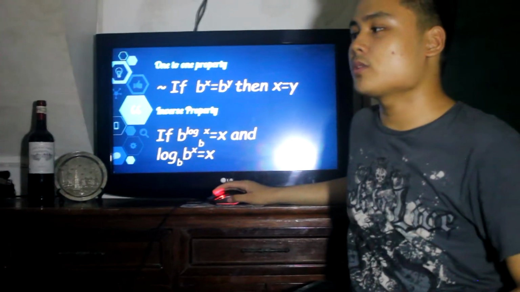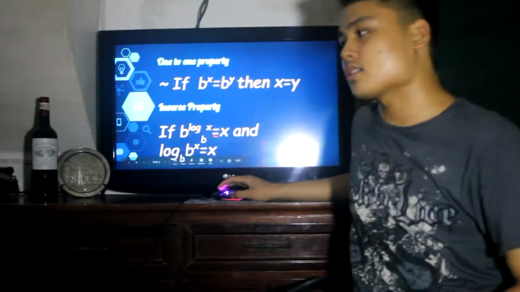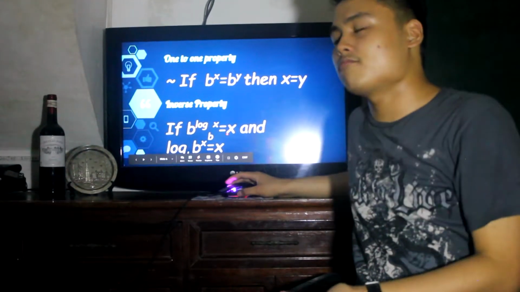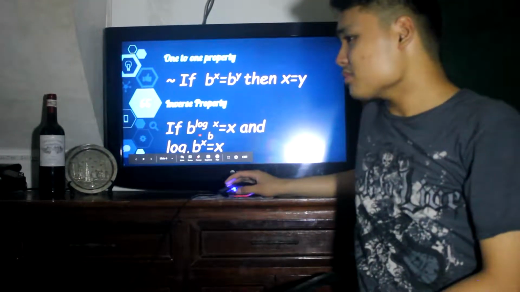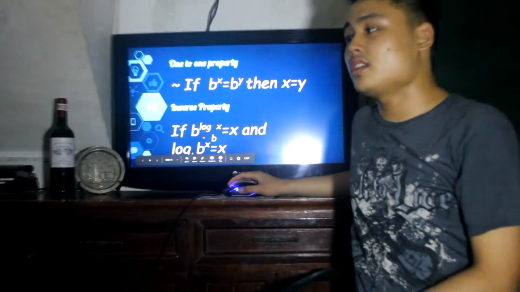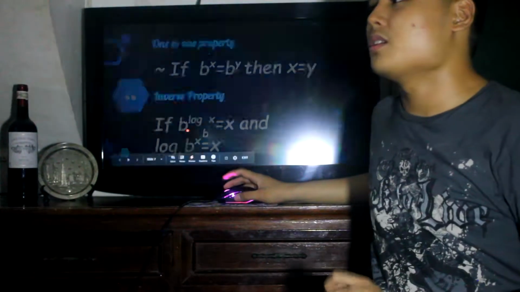Dun sa inverse property naman, if b raised to logarithm x is equals to x, and isa pa niyang side is logarithm of b raised to x is equals to x. So, let's try naman sa solving.